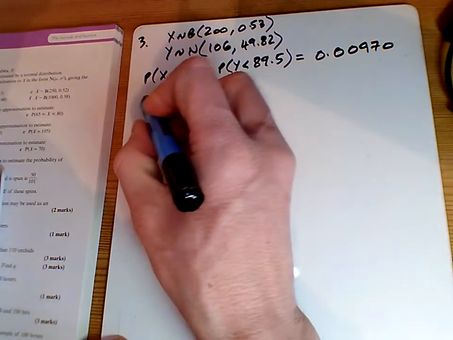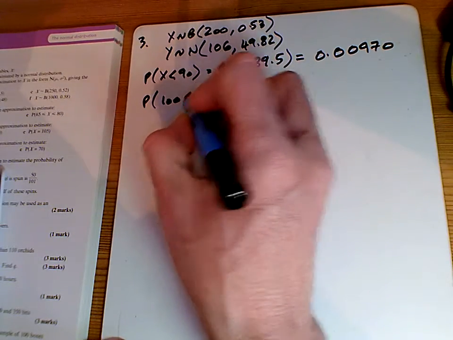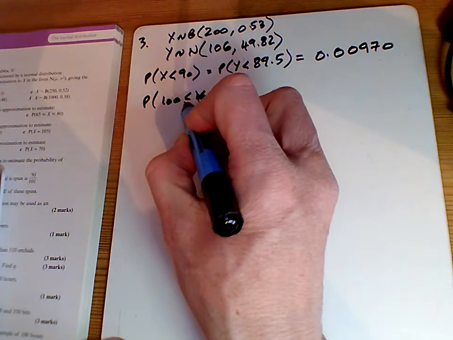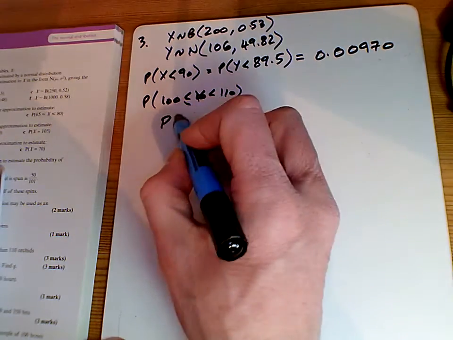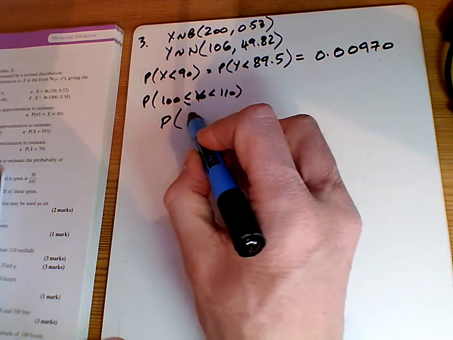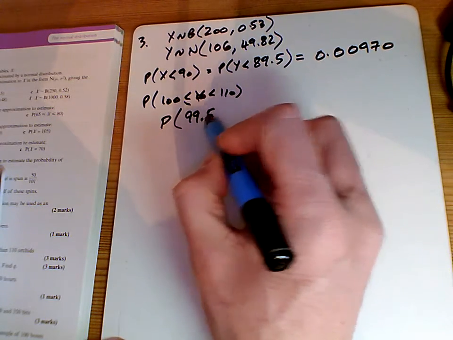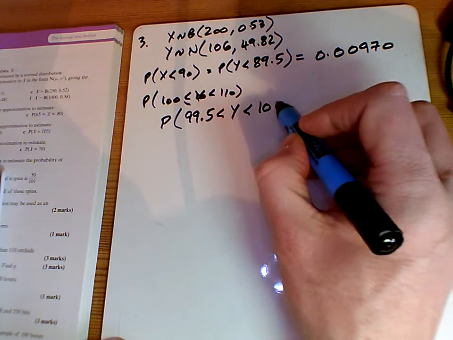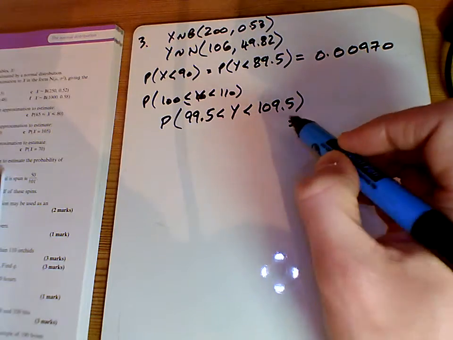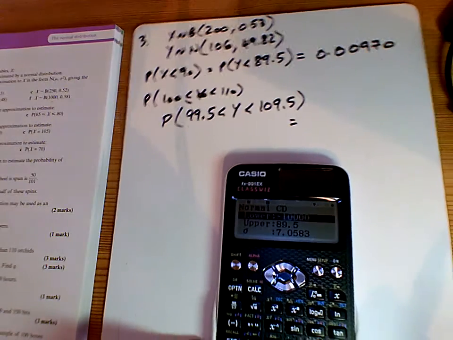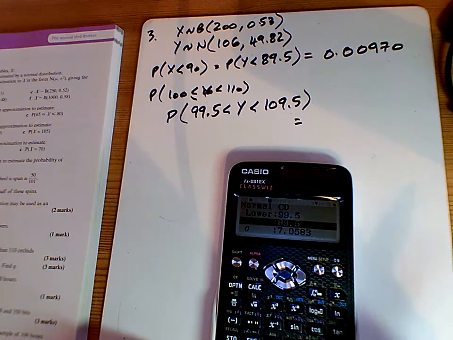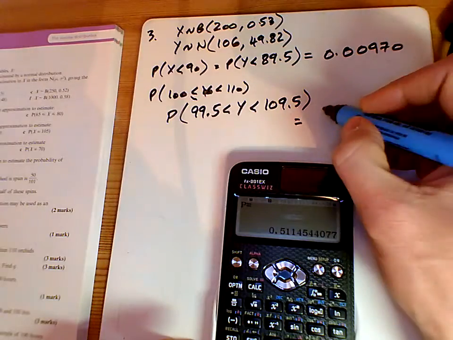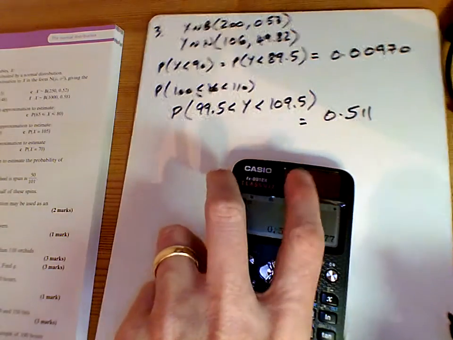For part B, we're asked to find x being between 100 and 110, but we want it to equal 100 but not equal 110. So that means if we want to equal, we can have anything that rounds to 100, so we can go all the way down to 99.5, but we can't have anything that rounds to 110, so we'll stop at 109.5. So back on the calculator, we just have to change the lower one to 99.5 and the upper one to 109.5. And that's giving us 0.511 for that one there.